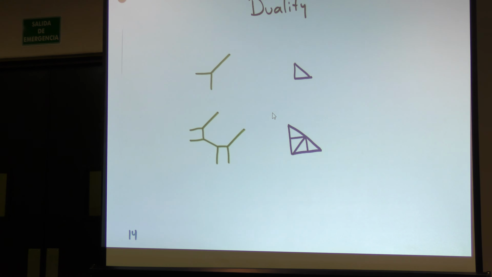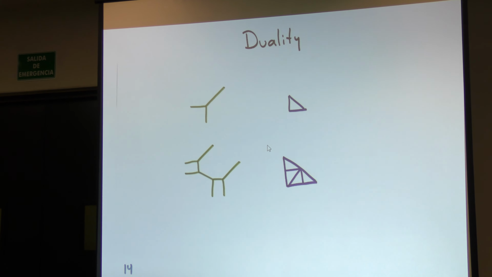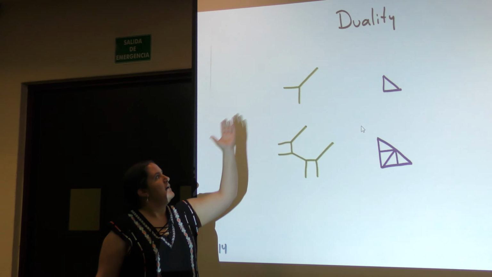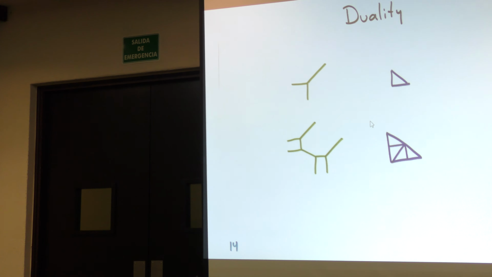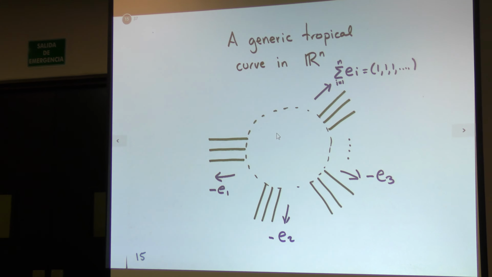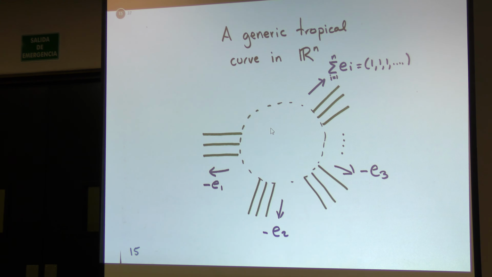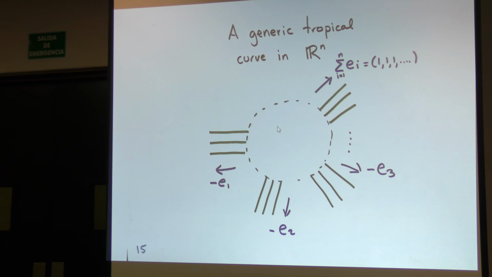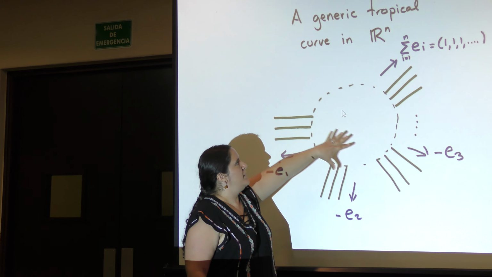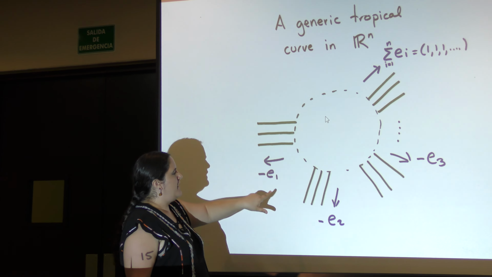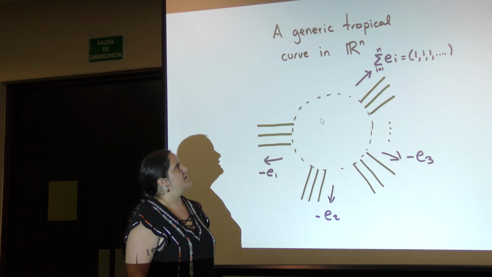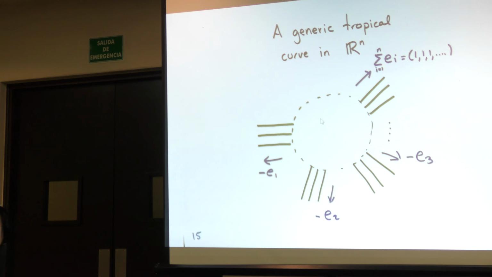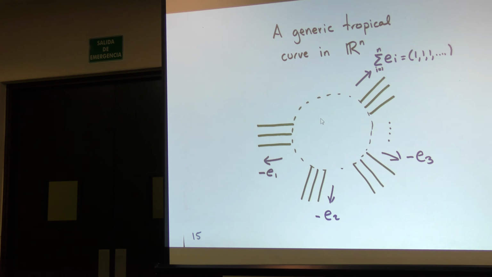In R2, we have a beautiful property of tropical curves, that is duality. We have its Newton polytope, and the curve is dual to a triangulation of the Newton polytope, a polygon in this case. And more generally, we have a generic tropical curve in Rn. Then we have something here, and we have rays in direction -e1, -e2, -e3, ..., -en, and edges in direction (1,1,1,...,1). And again, the sum of the weights in each direction is the degree.